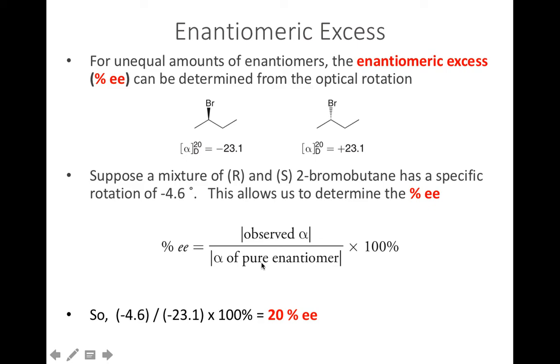And so to calculate the enantiomeric excess, we would take our observed optical activity divided by the optical activity of the pure enantiomer and then multiply that by 100. So in this case, we'd take the 4.6 divided by the 23.1. And so our enantiomeric excess is 20%. This means that I have 20% more of this enantiomer than I do of this one. Now I have another video where we do some calculations on specific optical activity and on calculating enantiomeric excess.